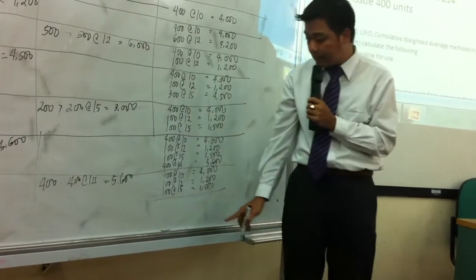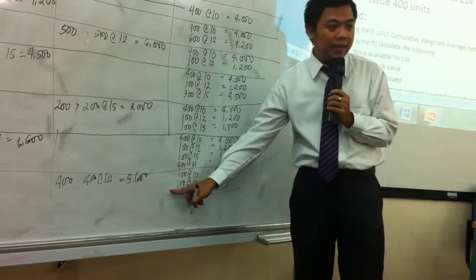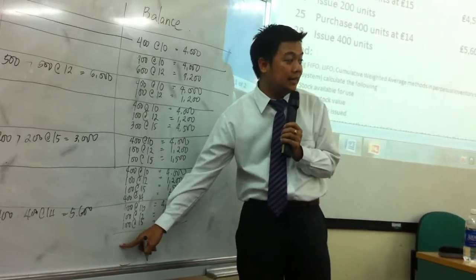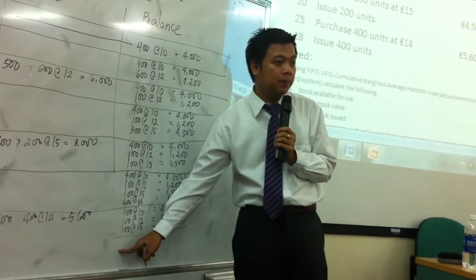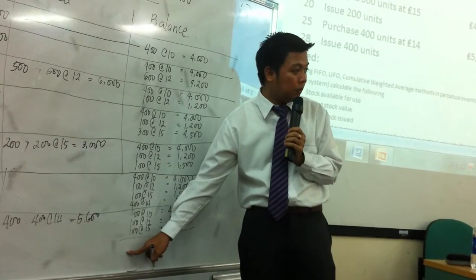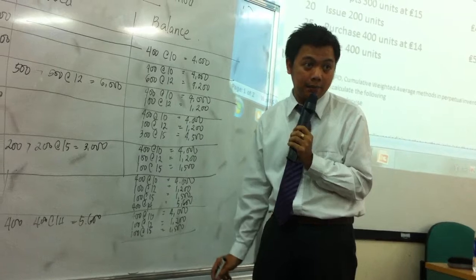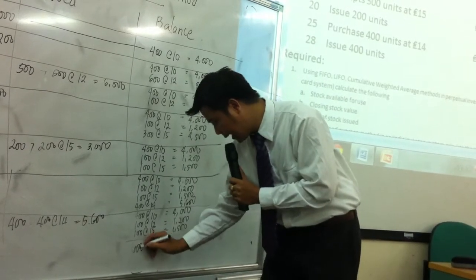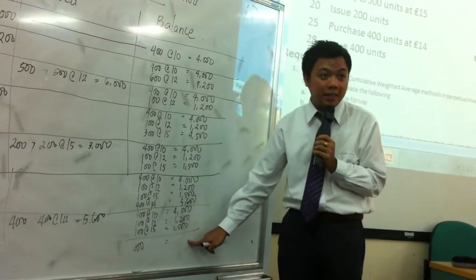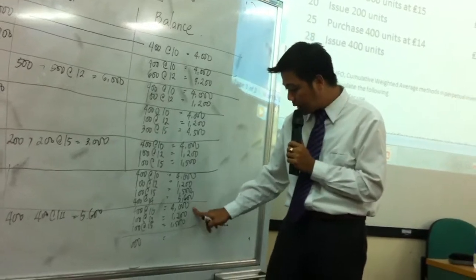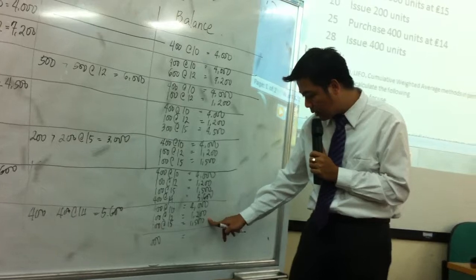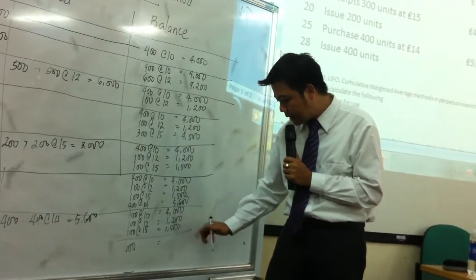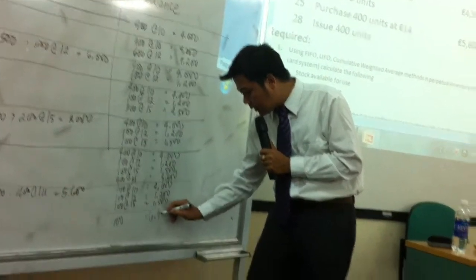Class, notice, the closing unit is still 600 units for LIFO. So whether we use FIFO or LIFO, the closing units must be the same. So that is 600. But of course, the amount is different. Okay? How much is the total of these three? 4,000 plus 1,200 plus 1,500. 6,700.